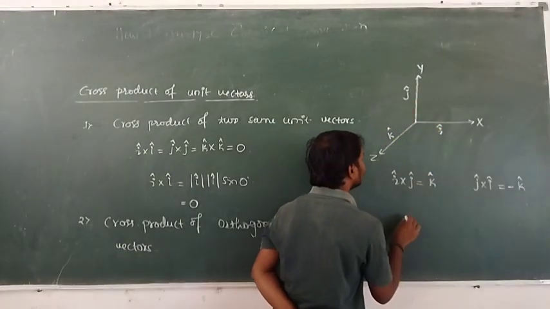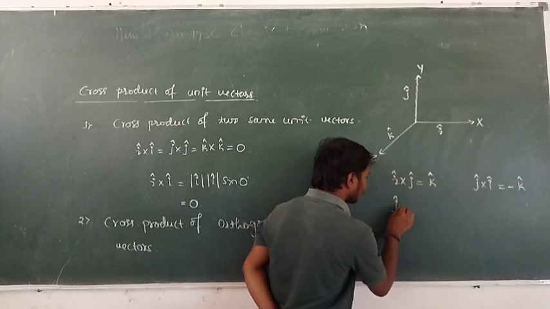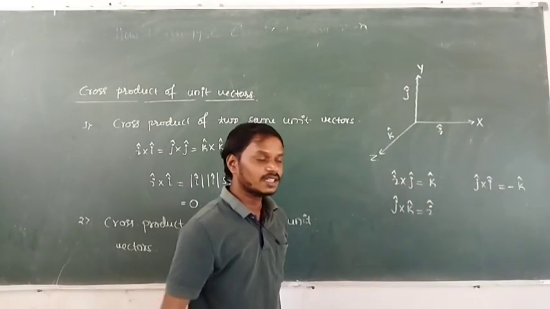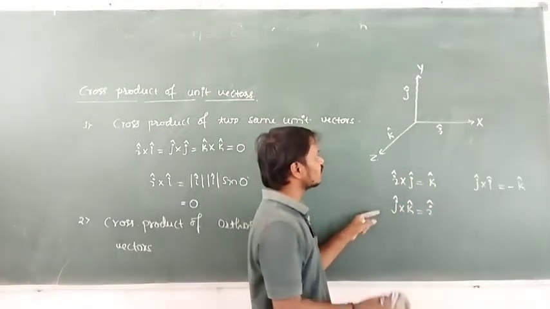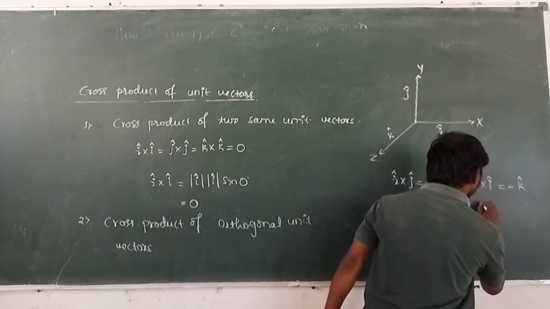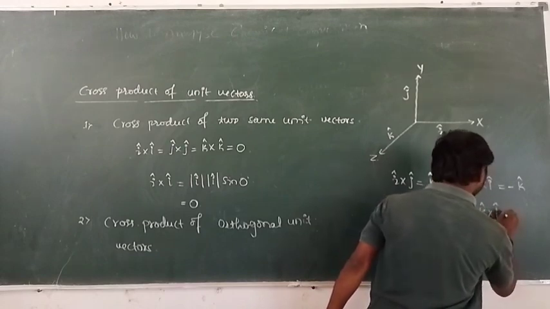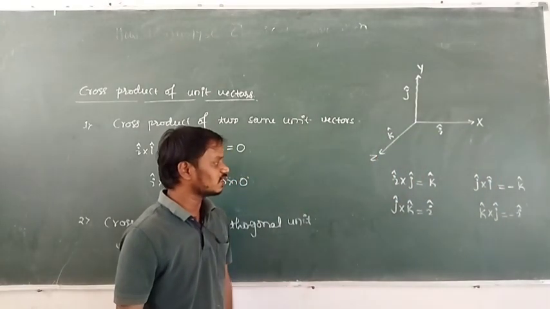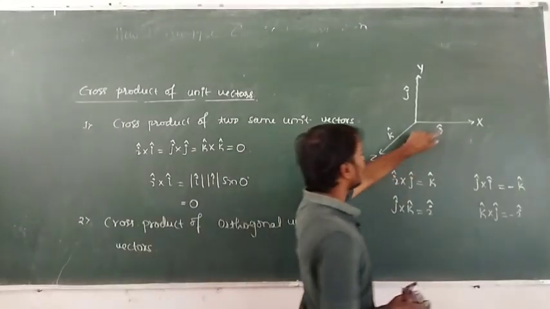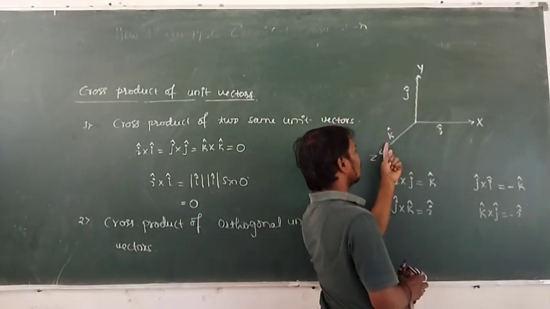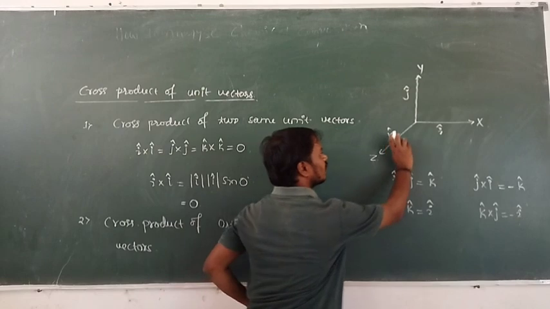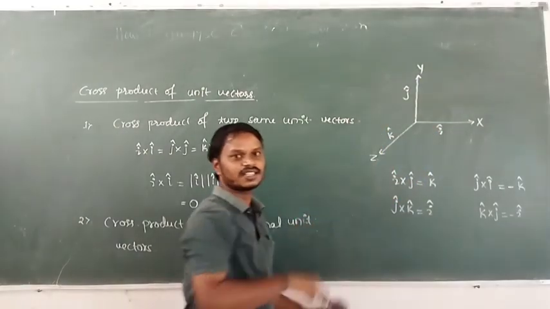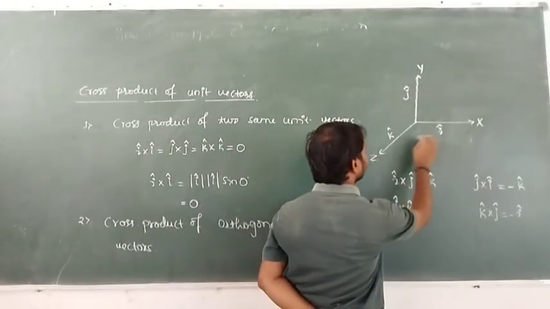The rotation from j to k. We can write j cross k is equal to, that is unit vector I cap. If the rotation is from k to j, means we can write k cross j, that is equal to minus I cap. Then next, the rotation is from I to j over, j to k over, then k to I. The rotation is from k to I. Then the new vector is along which axis? Y axis. Then the unit vector can be taken as j cap. From where to where? K to I.